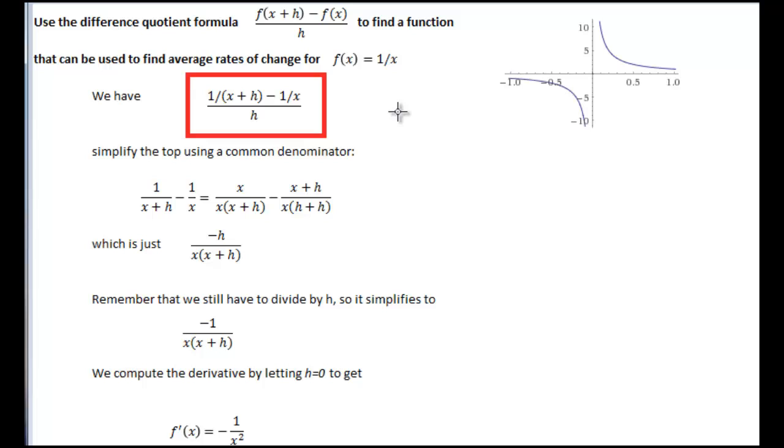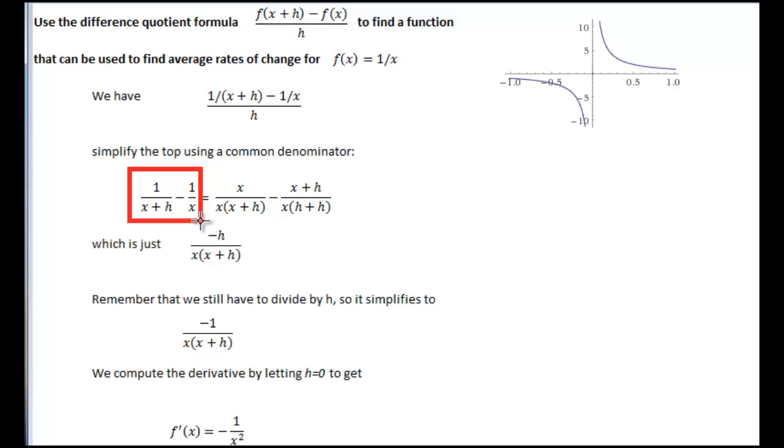We need to simplify that fraction. So let's just look at the top for a minute because it's kind of busy there. Just looking at the stuff that's in the numerator, if I write it out in a more vertical look, it looks like that. That's the same thing as what's in the top up here. To simplify fractions that are added or subtracted, we have to find a common denominator. The common denominator in this case is x times x plus h.